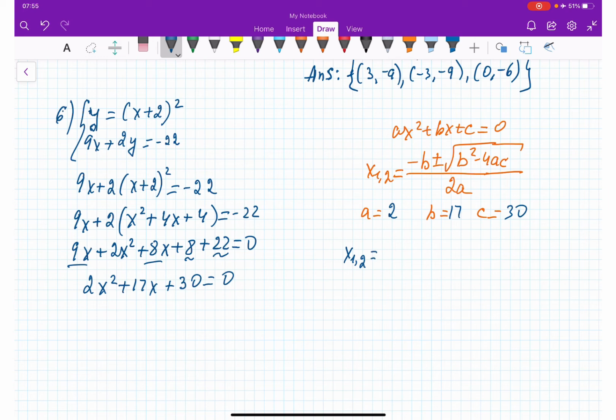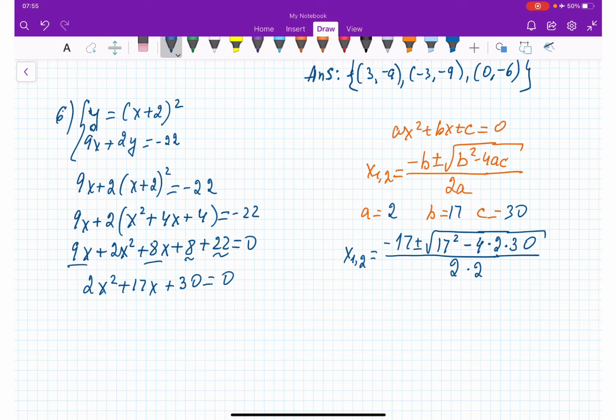x12, because it's not as scary as it looks. Negative b, b is 17, will be negative 17. Yes? Negative 17 plus minus square root of b squared, 17 squared, minus 4 times a times c. And dividing by 2a, 2 times 2. That's all. Now this needs to be solved.